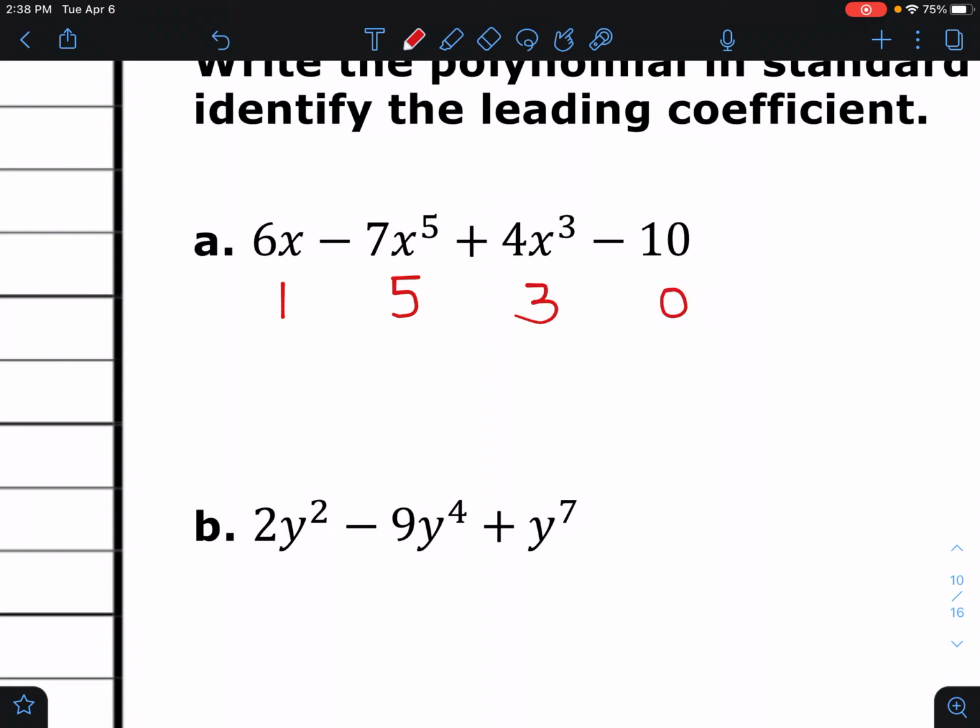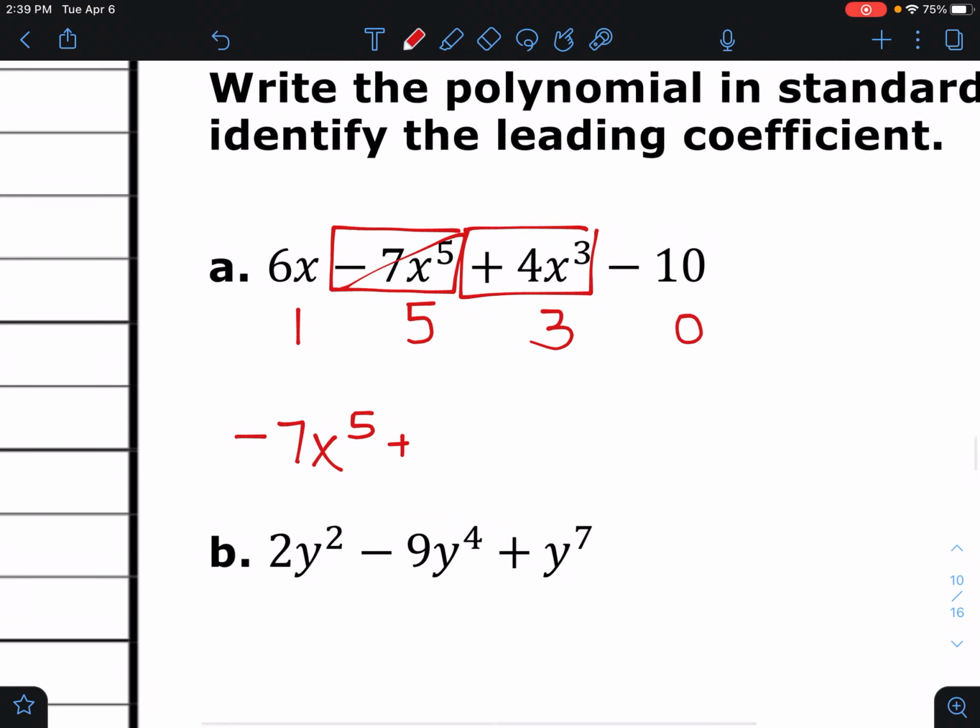And now you want to put these in order, but we want to start with the highest one. And remember, the sign that's in front goes with it. So this is my biggest one. That's going to go with it. So I'm going to put negative 7x to the 5th. Make sure that negative comes with it. All right. Then my next term would be, next biggest one would be this. So I'm going to put plus 4x to the 3rd.